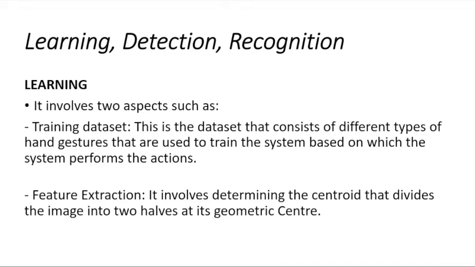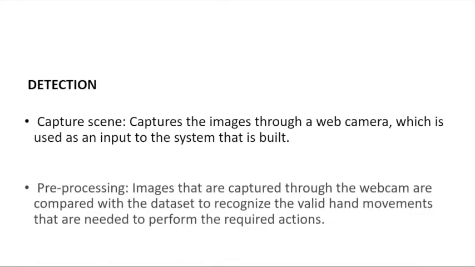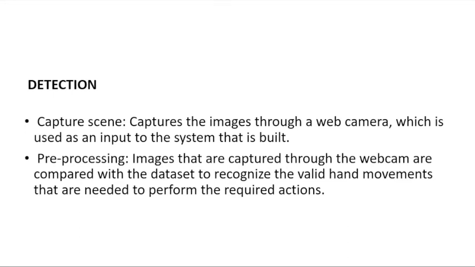Some operations are applied to extract the hand gestures from the background and prepare the hand gesture image for the feature extraction stage. In the first method, the hand contour is used as a feature, which treats scaling and translation problems. In the first step of detecting a gesture, we would require a camera to capture the image to input into the system. The pre-processing stage includes comparison of the captured image with the dataset to recognize the valid hand movements.